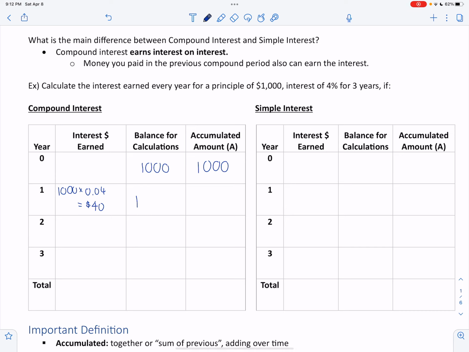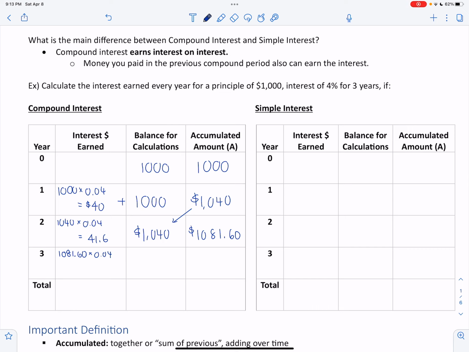Our balance that we use for calculation was 1,000. So now we have the interest plus the principal that we started with. Now we have $1,040. The following year, I use 1,040 instead to calculate my interest. So 1,040 times 0.04, we get $41.60. We use this number to calculate our interest. Now we have a total of $1,081.60. The following year, we're using that $1,081.60 to calculate our interest again.